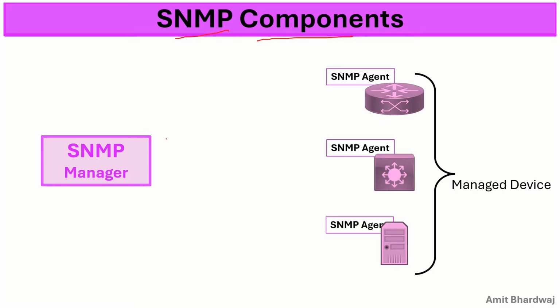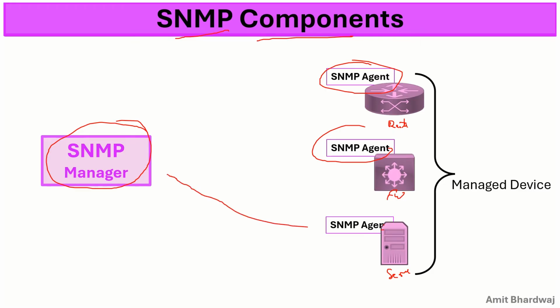SNMP components. So SNMP has two components. One is the SNMP manager and then SNMP agents, which are provisioned on the managed device. So what we can see is all these SNMP agents are on those managed devices. We have a router here, we have a firewall here, and a server appliance also here. So all these SNMP enabled devices have the SNMP agent which provides complete information of those key metrics to the SNMP manager.